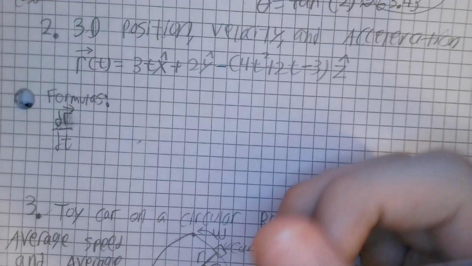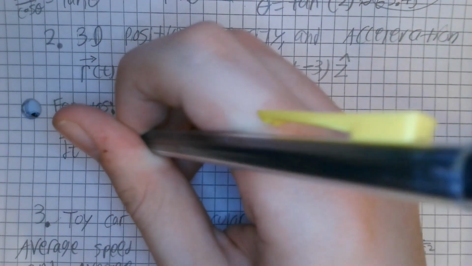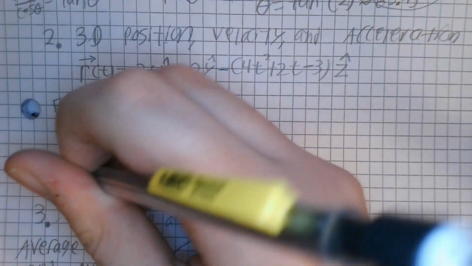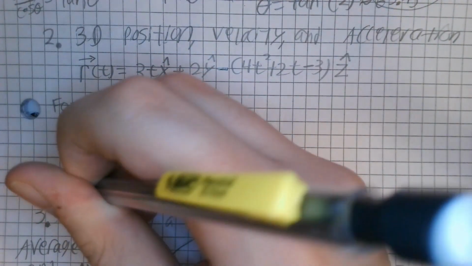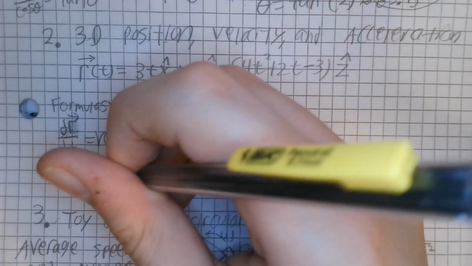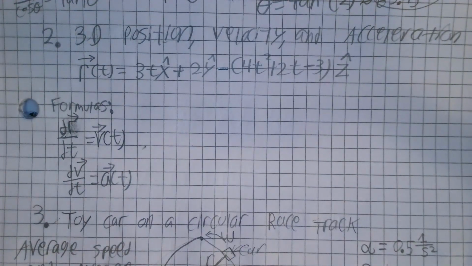with the pencil. So this is going to be equal to velocity as a function of time, and the derivative of velocity with respect to time equals the acceleration as a function of time. To note that they're vectors. I do that a lot.